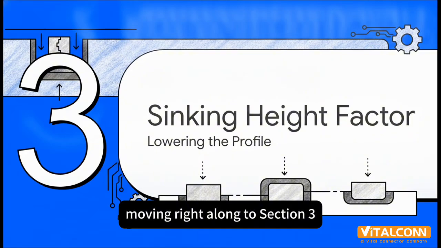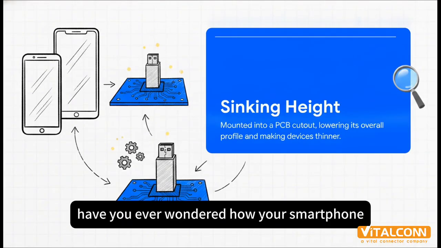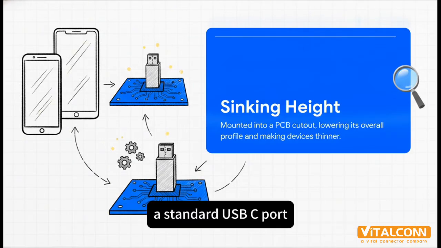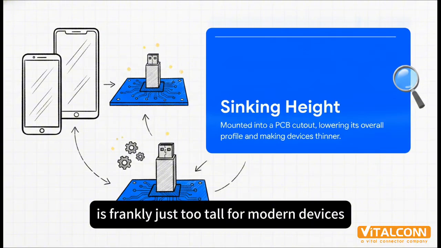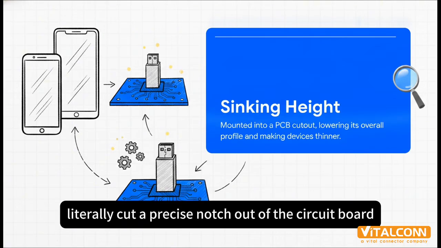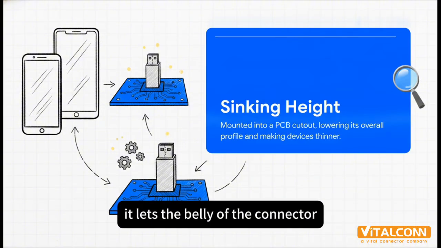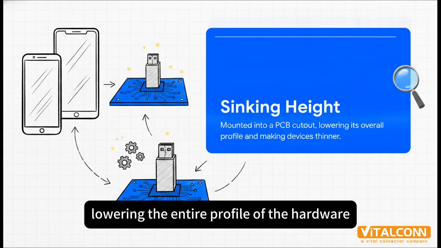Moving right along to Section 3, the syncing height factor. Have you ever wondered how your smartphone or your ultra-thin tablet gets so impossibly slim? A standard USB-C port sitting directly on top of a circuit board is, frankly, just too tall for modern devices. The clever workaround is something called a syncing height design. Engineers literally cut a precise notch out of the circuit board and mount the connector inside that cutout. It lets the belly of the connector sink below the board surface, lowering the entire profile of the hardware.